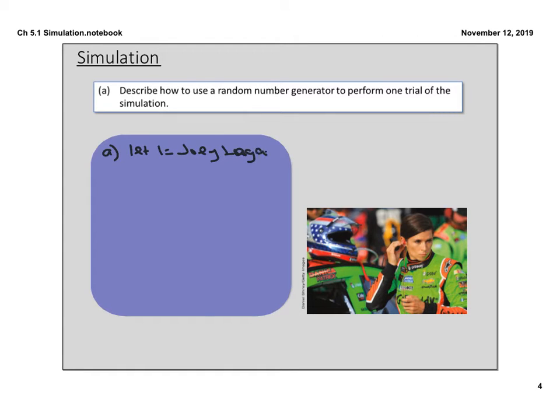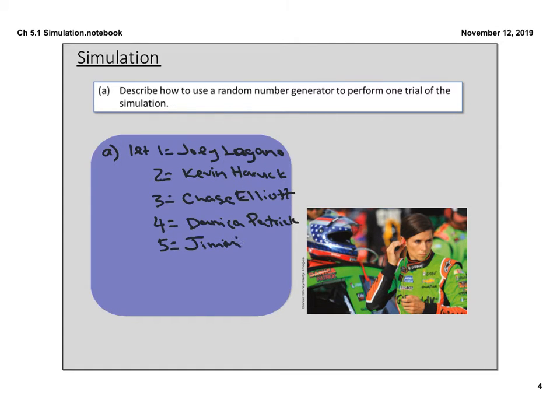Sorry, my handwriting is not very nice today. Joey Logano. So then 2 is going to be Kevin Harvick. So then 3 is going to be Chase Elliott. 4, there's 2 T's there. Sorry, Chase. 4 is going to be Danica Patrick. And 5 is going to be the last one, Jimmie Johnson. Okay, so that's how I'm going to assign the numbers.